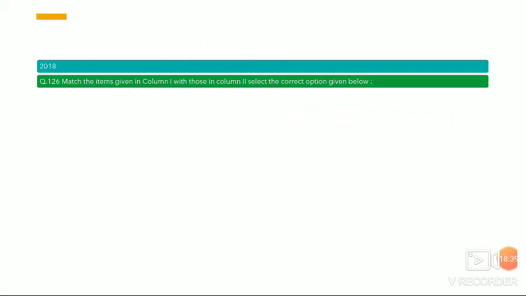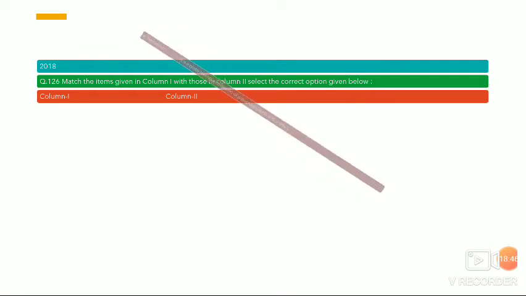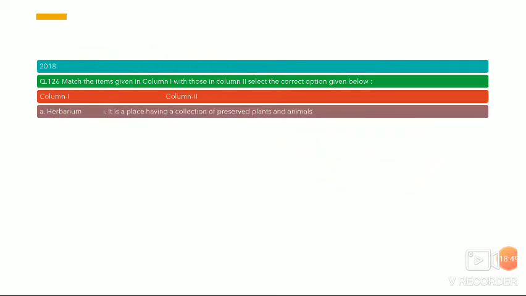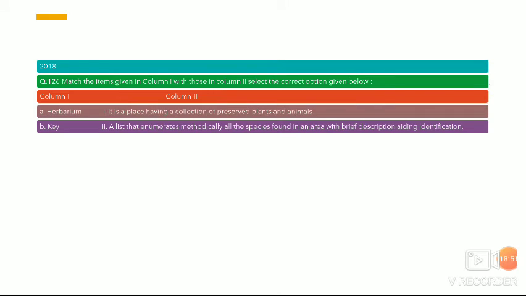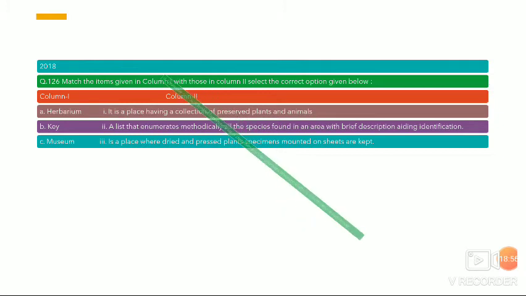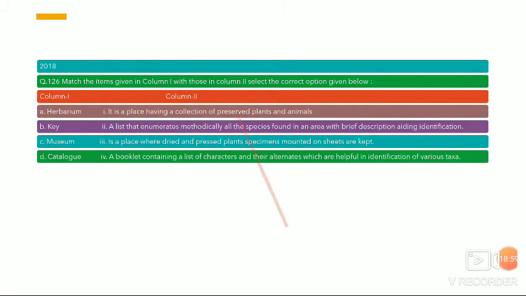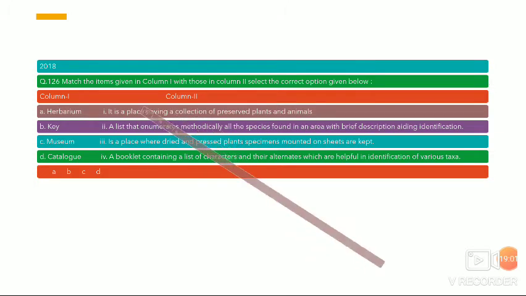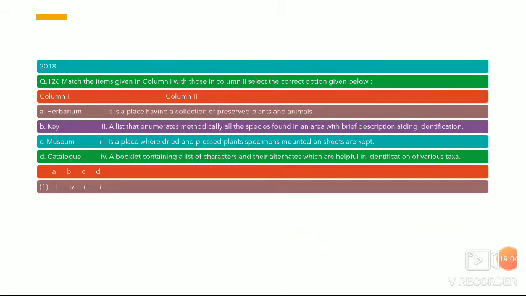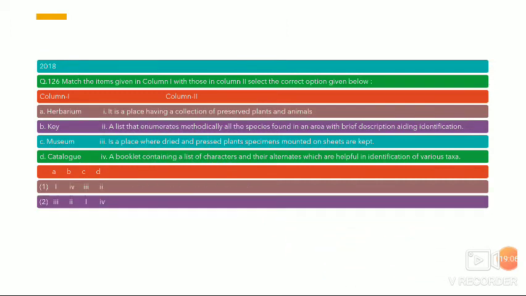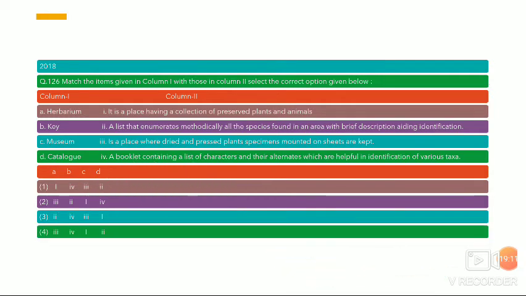it is from the 2018 year. Match the items given in column 1 with those in column 2. Select the correct options given below. So this is herbarium. What is herbarium? We have to match the two columns. Then what is key? Then what is museum? And then what is catalog? These are the options. First option is this, that we have to match A with, if it is right, 1, 4, 3, 2. Second, and this is the third one, and this is the fourth one.